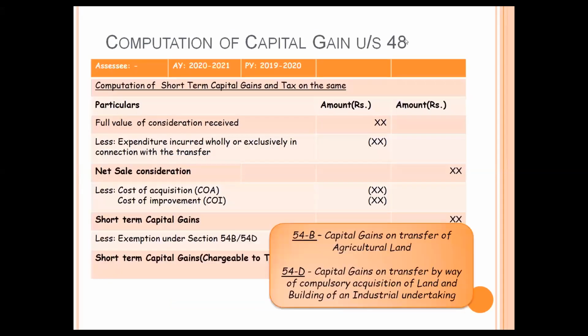There are a few exemptions available under section 54 for capital gain. Again, we will see this when we see scenario-based questions on the exemptions available. However, two specific exemptions available against short-term capital gains are capital gains on transfer of agricultural land, and capital gains on transfer by way of compulsory acquisition of land and building of an industrial undertaking. We'll see, based on a scenario-based question, how to claim and in what cases we can claim. What are the conditions attached to section 54 for claiming exemptions?